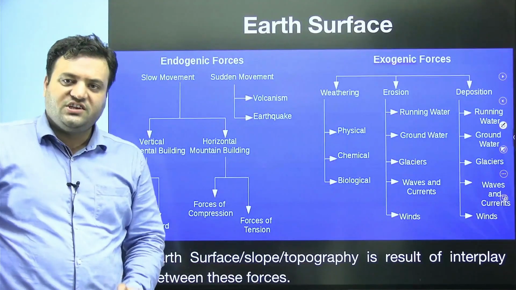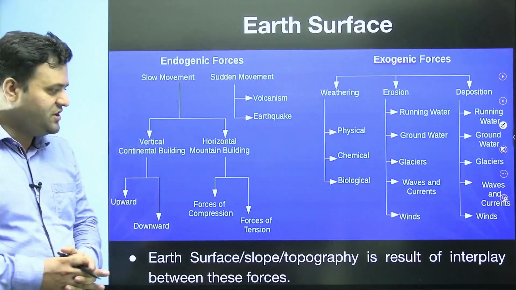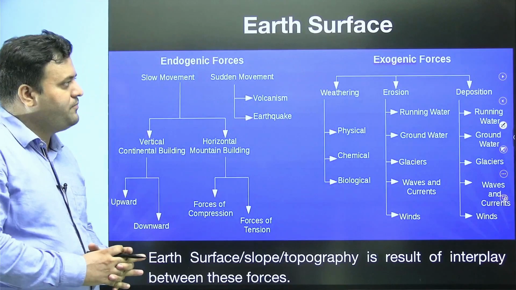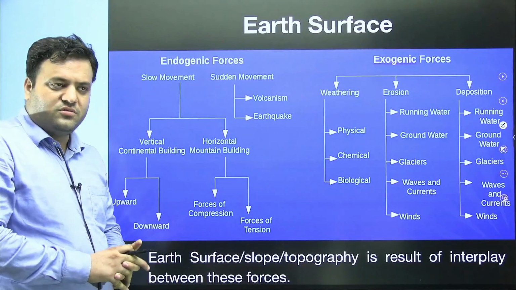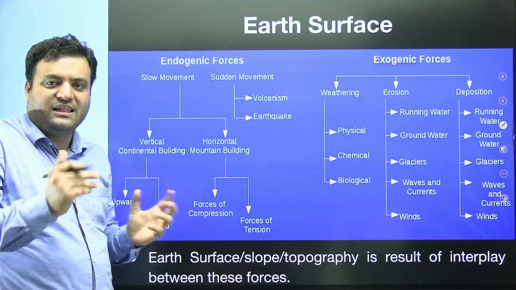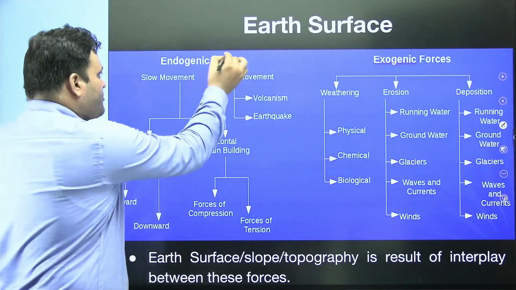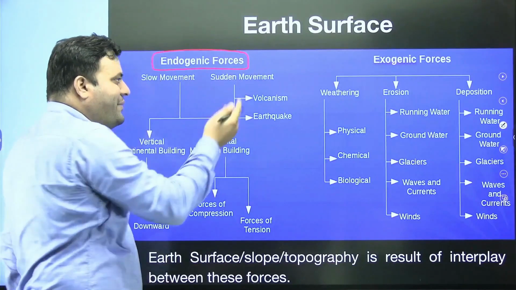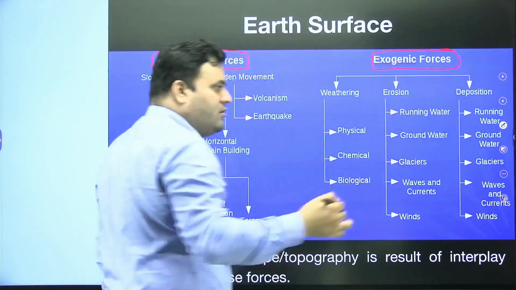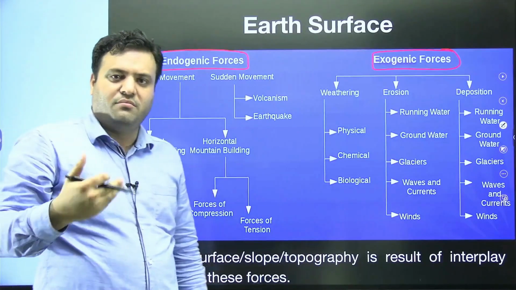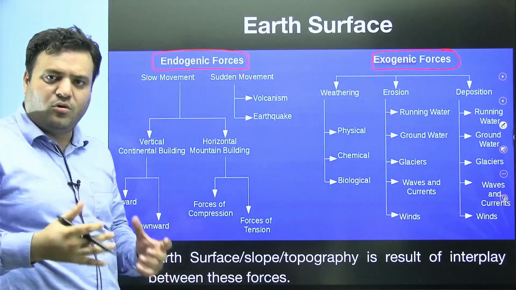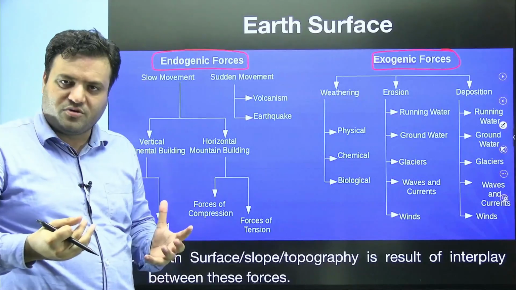So when you see these two sets of forces, endogenetic forces and exogenetic forces, typically the net result of these two sets of forces is responsible for modifying the crust. I told you endogenetic forces are responsible for building the crust, and exogenetic or exogenic forces are responsible for removal, breakdown. Now, when it comes to endogenetic forces, what are endogenic processes?